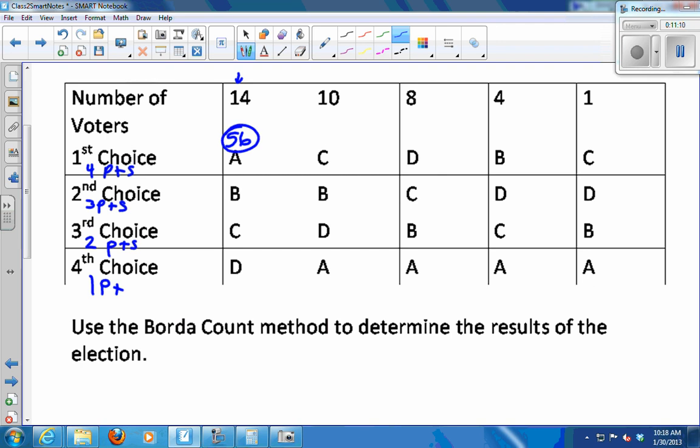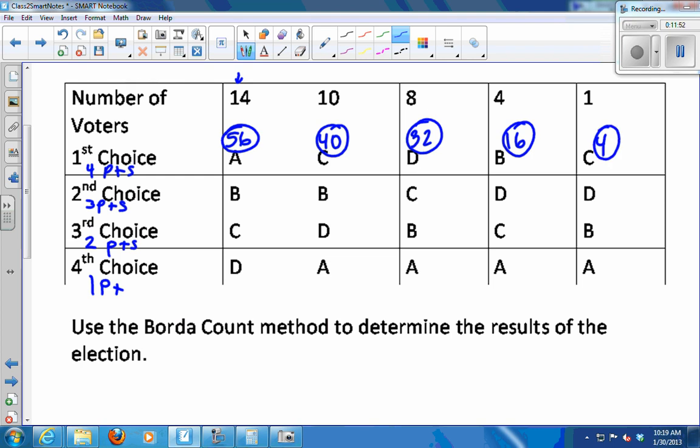Then we work our way across, giving 4 points to each candidate in first place. C got 10 people to put them in first place, so we do 4 times 10, and we get 40 points for that column. For this column, 8 people put D in first place, so 4 points per person is 32 points total for D. Here, 4 people put B in first place, so 4 times 4 is 16. And 1 person put C in first place in this column, so C gets 4 points.